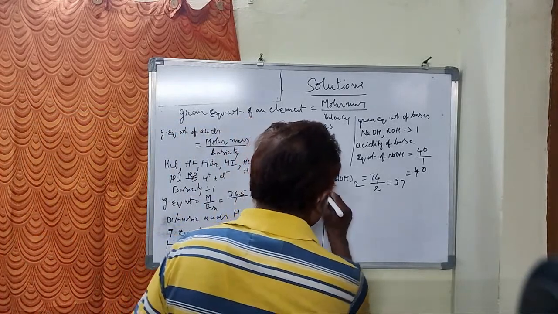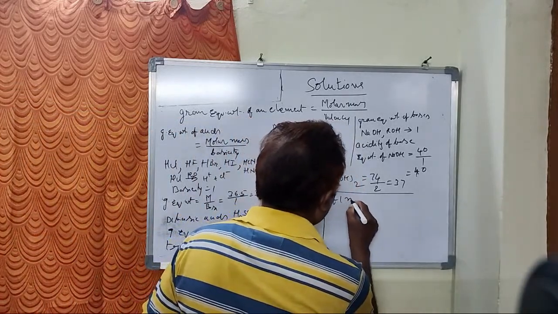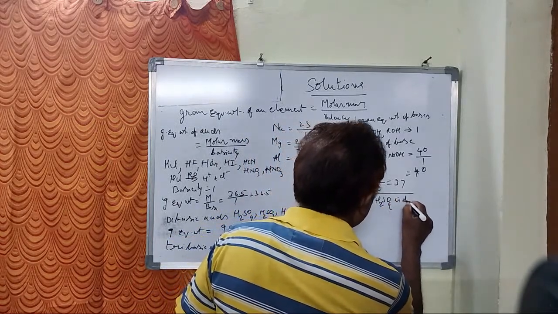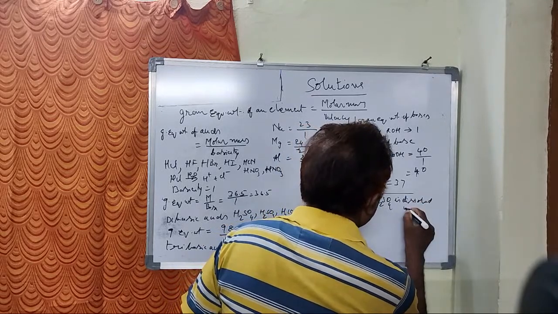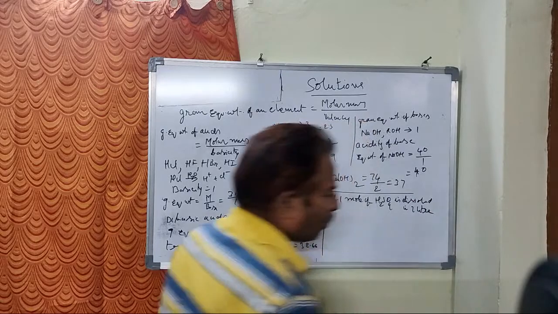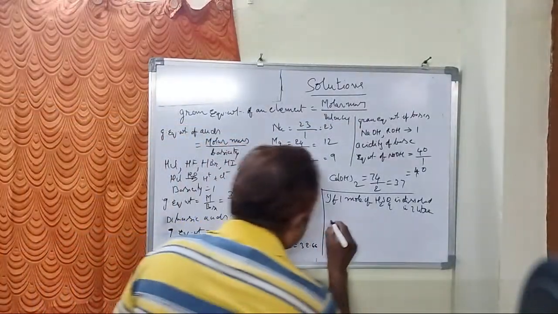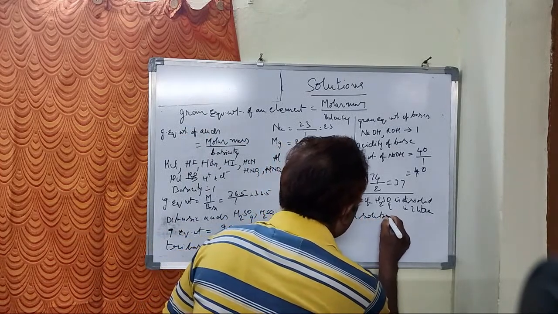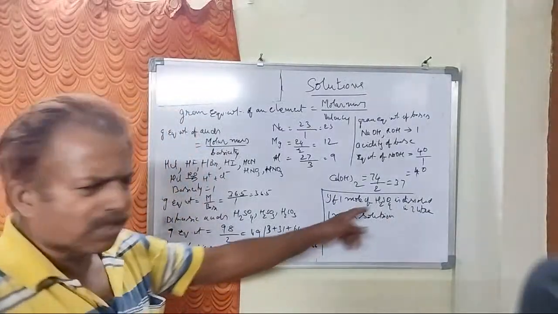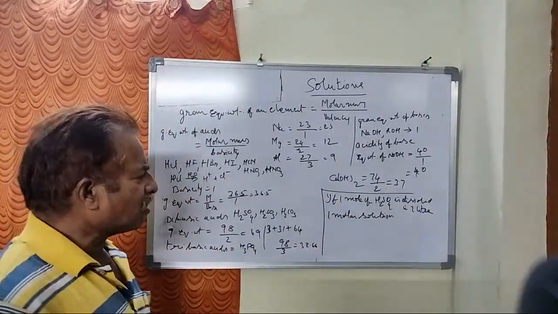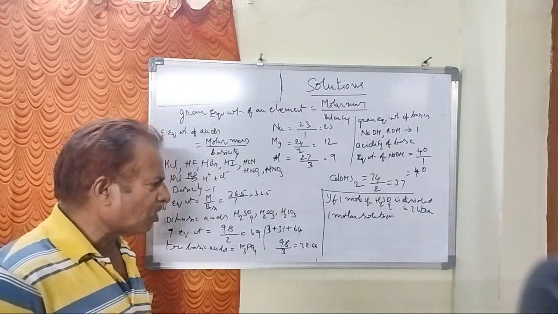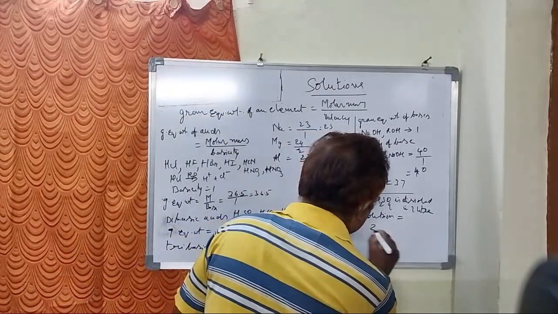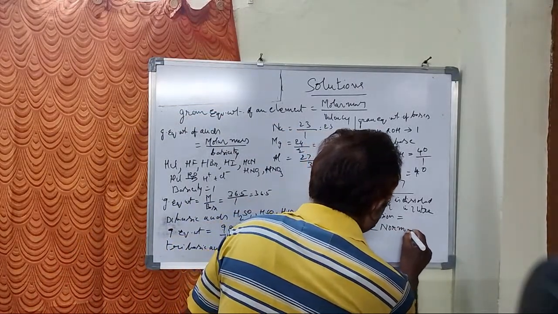Now, if 1 mole of H2SO4 is dissolved in 1 liter, it is a 1 molar solution. At the same time, 1 mole means 98 grams. That is, the mass of the solute is 98. In 98 grams, how many gram equivalent weights are there? 2 gram equivalent weights. Therefore, this is nothing but a 2 normal solution.